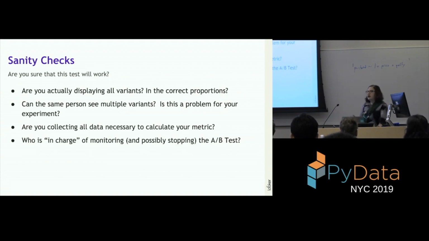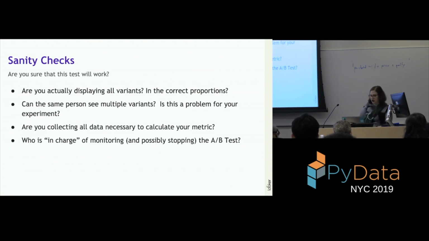And then finally, it's good to have a single person who is sort of in charge of monitoring. That could be you, or that could be like a product manager or someone. But there should be some sort of dashboard and someone whose job is to refresh it and check on it. Real story, I actually had a product manager who was supposed to be in charge go on vacation the week that we launched the A/B test. And we didn't realize until like halfway through that it was broken and wasn't actually running. So that's bad. So someone should be in charge.